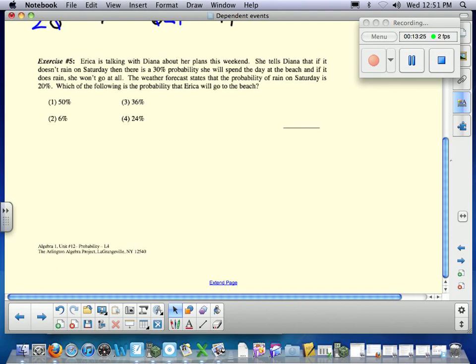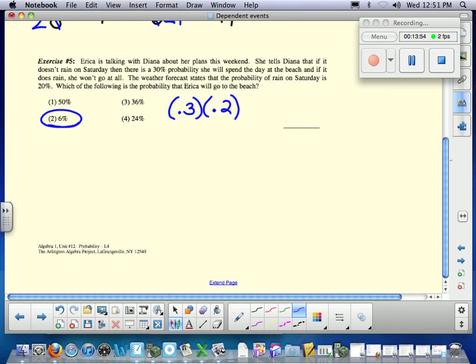The weather forecast states the probability of rain on Saturday is 20%. Which of the following is the probability that Erica will go to the beach? Well, she said that there's a 30% chance that she's going to go to the beach if it does not rain. And we know that the chance of it not raining is 80%. There is a 6% chance that Erica will be going to the beach this weekend. Pretty low.